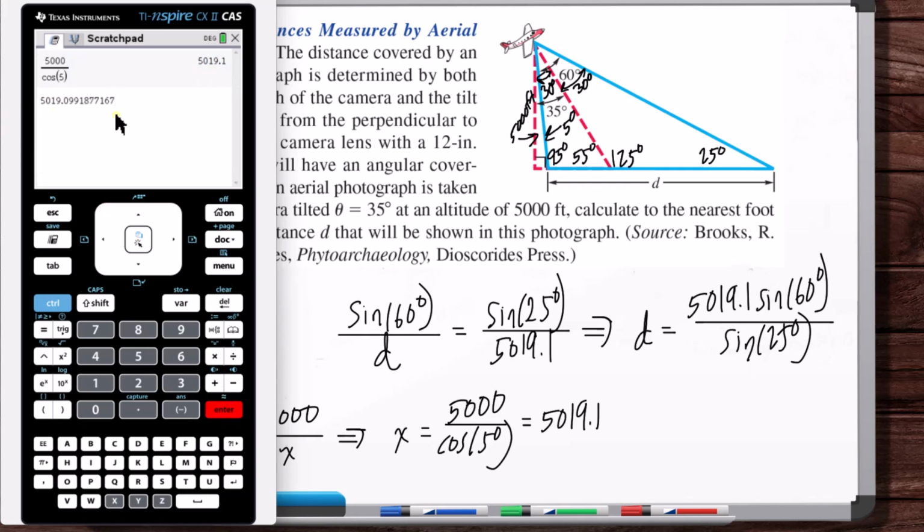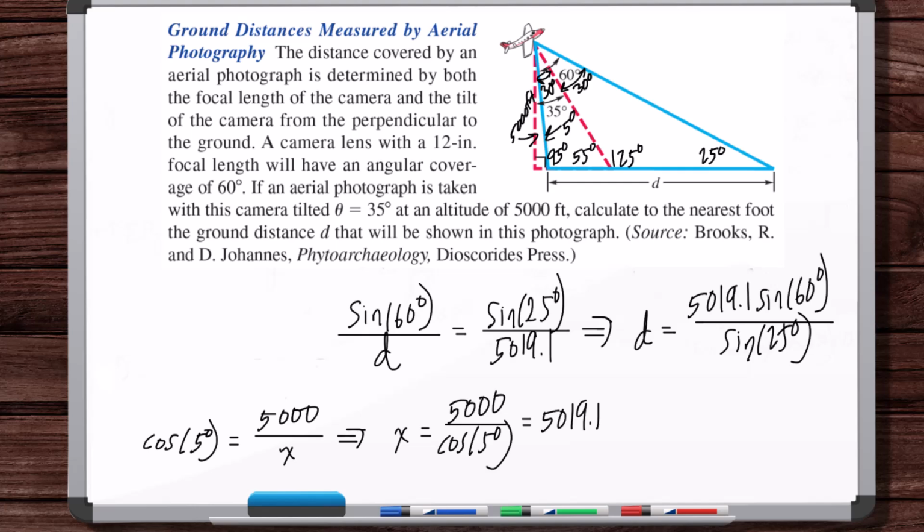You can carry all those decimal points. That's good practice. Times sine of 60 divided by sine of 25. Now they want us to round to the nearest foot, so it's 10,285 feet. And there we go.